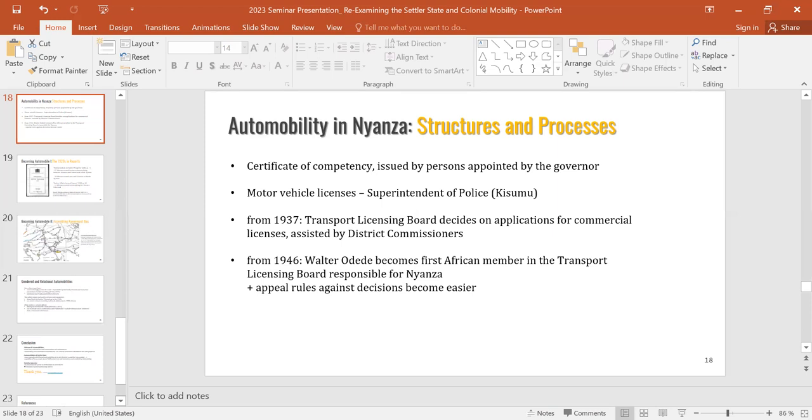Africans protested decisions, but it was only in 1946 that Walter Odede joined the Nyanza board as its first African member. This and a simplification of the process of appeal made it possible for more Africans to become licensed.